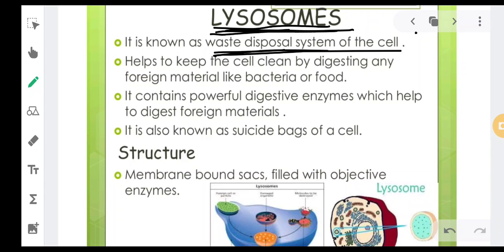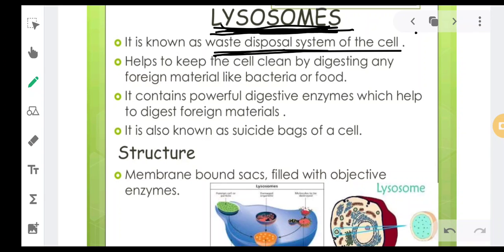So who does this job of removing the waste from the cell? It is nothing but lysosomes. They do the job of waste disposal. They dispose of the waste, they throw out the waste. That is very important. It helps to keep the cell clean by digesting any foreign material like bacteria or food.